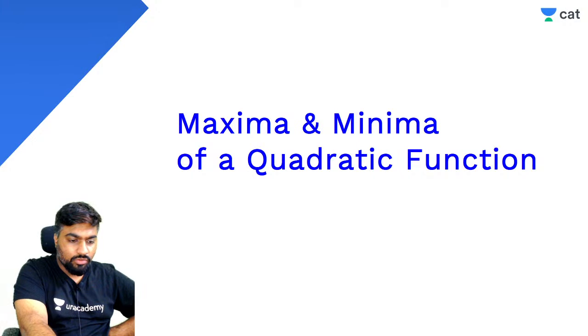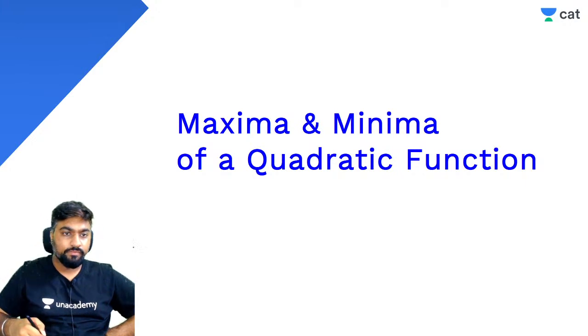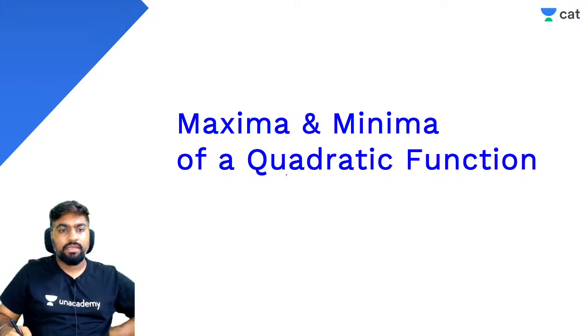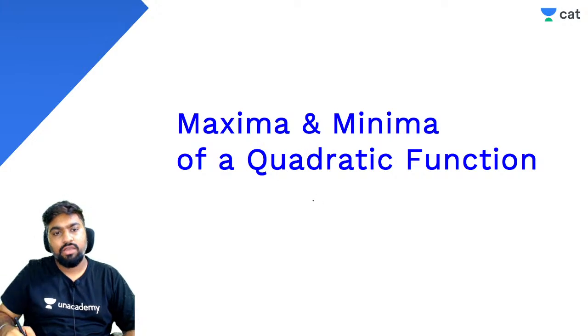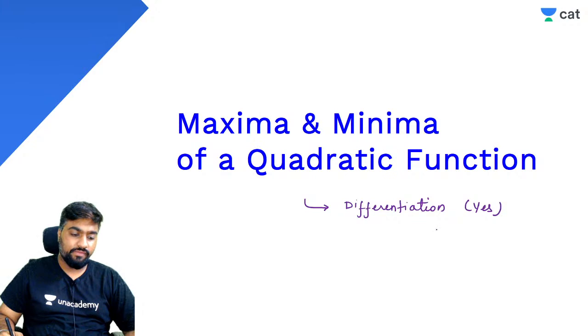Now we'll move on to quadratic functions. Yes, maxima and minima in the quadratic function. This is what is important. So to find maxima and minima of a quadratic function, you have two ways of doing this. One is using differentiation. Now, quickly send a yes if you know differentiation or if you've learned differentiation in school.